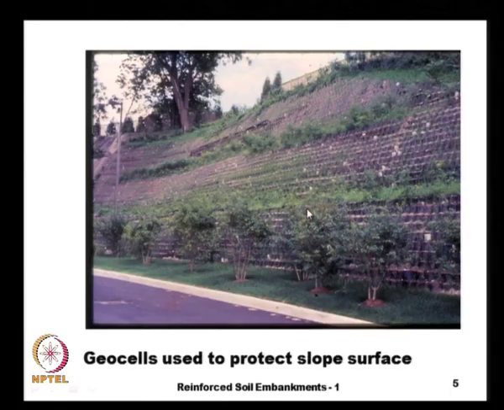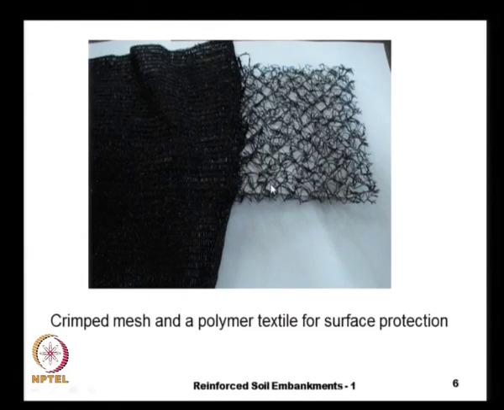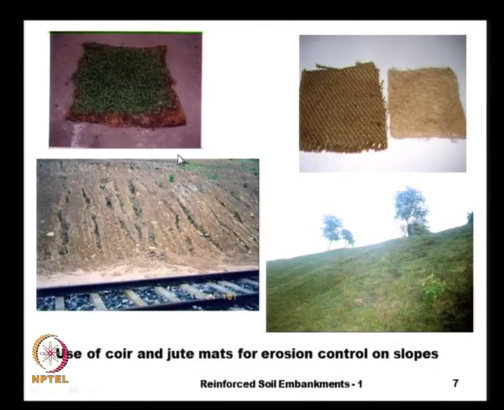Here is an example of face treatment using a combination of geocells that we have seen earlier, and then the vegetation that is growing through the pockets of these geocells. And here is an example of a crimped mesh and a polymeric textile that can be used to protect the surface of the slopes. And these are different examples of coir and jute that can be used for controlling erosion on the slopes.